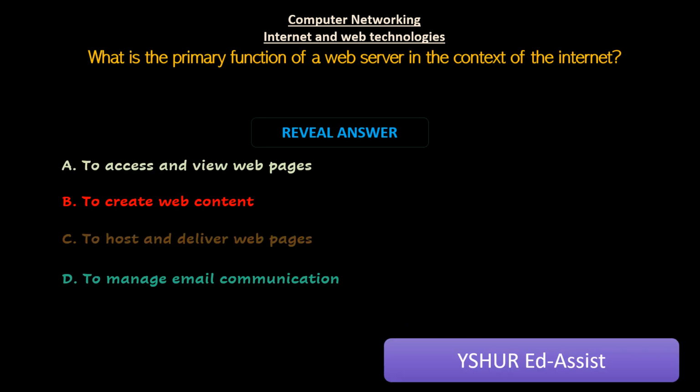What is the primary function of a web server in the context of the Internet? A. To access and view web pages. B. To create web content. C. To host and deliver web pages. D. To manage email communication.